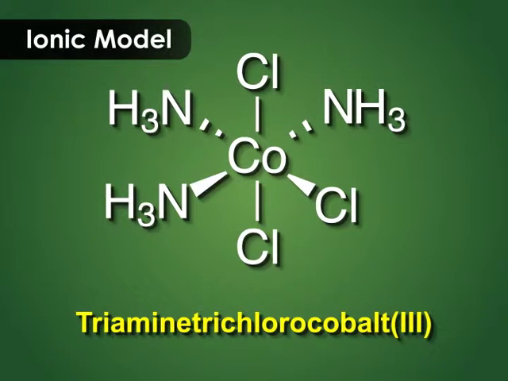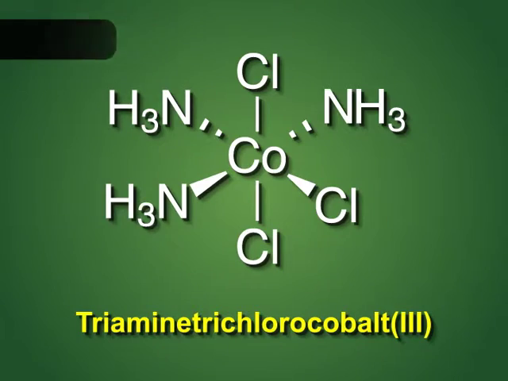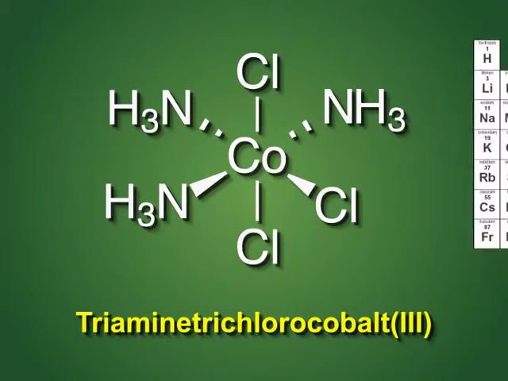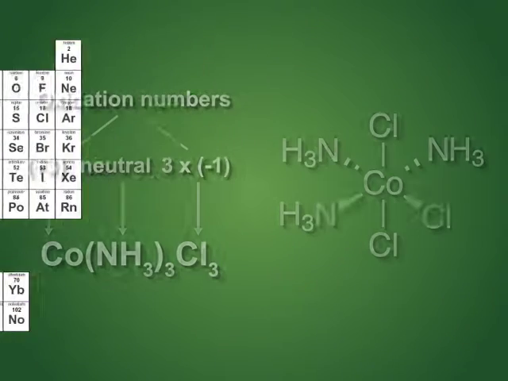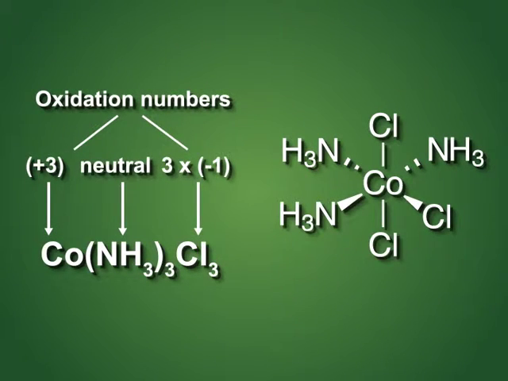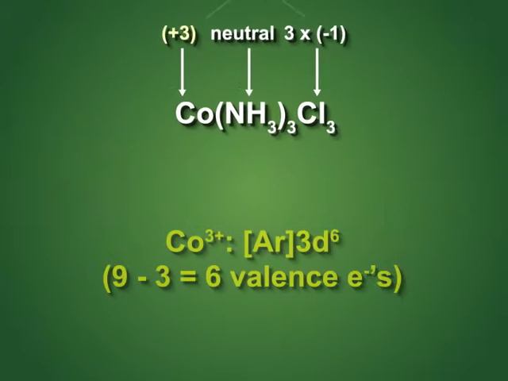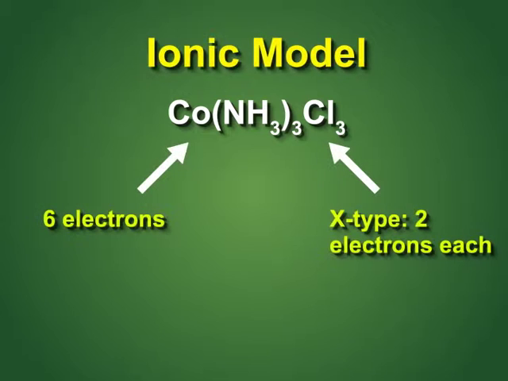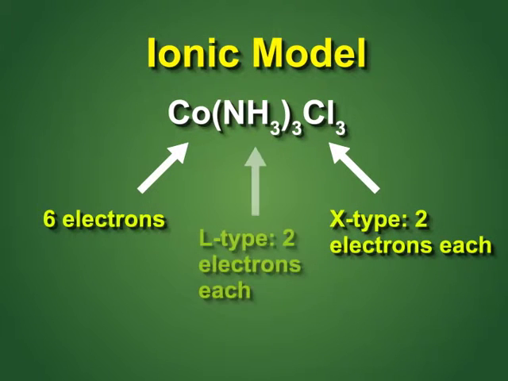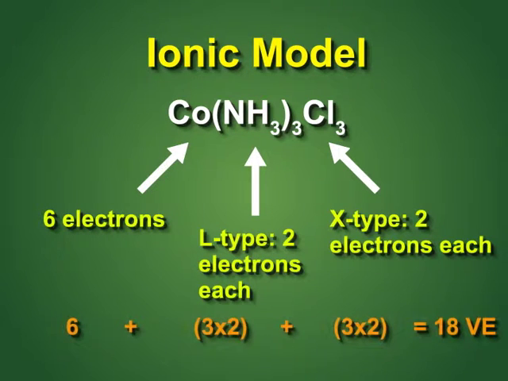To demonstrate the 2 models, let's use triamminetrichlorocobalt(III) as an example. Consider the cobalt atom, which is in group 9 of the periodic table and has 9 valence electrons. Since the oxidation state of the cobalt in this complex is +3, the total number of valence electrons contributed is 6. The X-type ligands, being the 3 chlorides, and L-type ligands, the 3 amines, contribute a total of 12 electrons, while Z-type ligands are not available, yielding a total of 18 electrons.